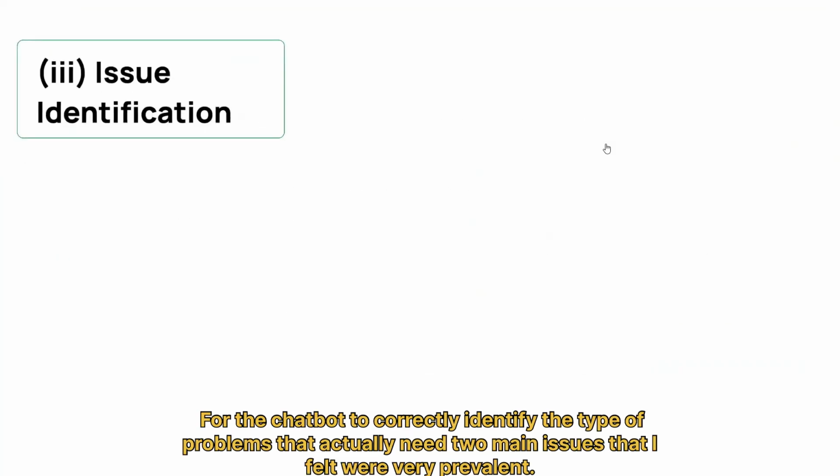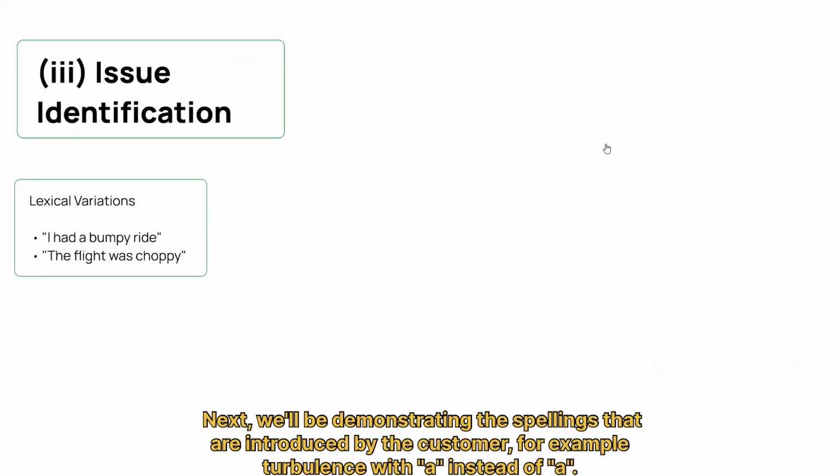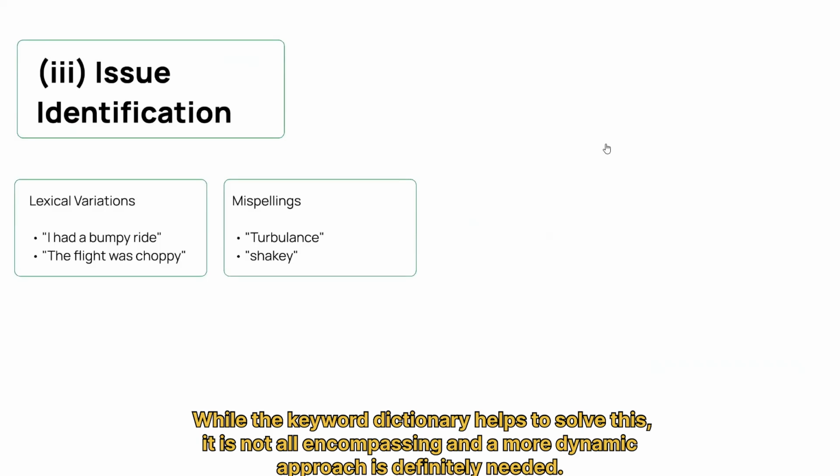Next, issue identification. For the chatbot to correctly identify the type of problems, there are actually 2 main issues that I felt were very prevalent. Firstly is lexical variations, where different words can be used to describe the same issues. Next will be the misspellings that are introduced by the customer. For example, turbulence with A instead of an E. While the keyword dictionary helps to solve this, it is not all-encompassing, and a more dynamic approach is definitely needed.